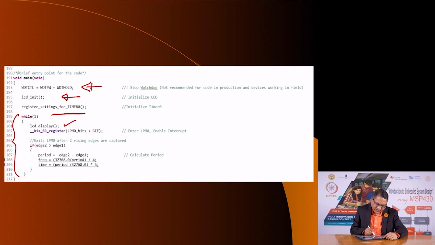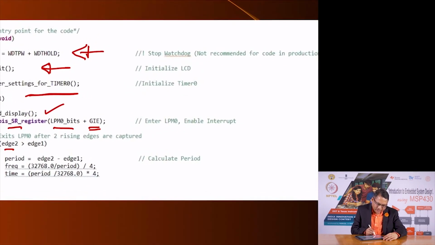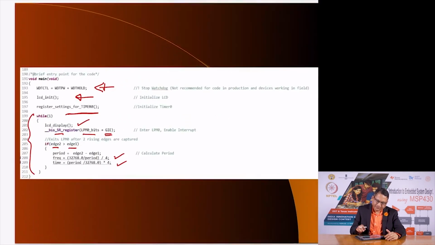Then we set the status register bits to enter in a low power mode, because we only want to exit the low power mode whenever the interrupt is generated based on the rising edge of the incoming signal, and we have enabled the global interrupt flag. Now, these edge 2 and edge 1 are two variables into which the value of the timer registers are going to be stored. If edge 2 value is more than edge 1, now you can calculate the period, and from there you can calculate the frequency and the time period like this.